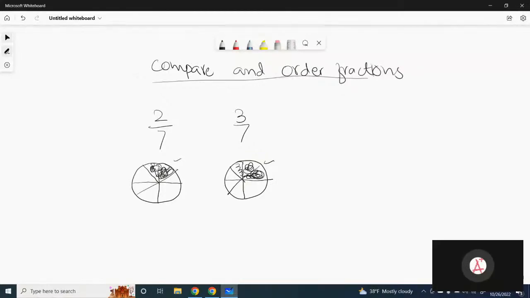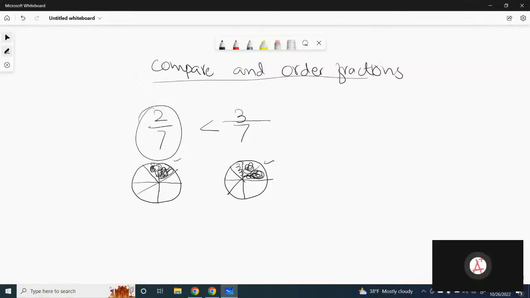Or the simplest way you can compare two fractions is if they have like denominators, got it? Both of them have the denominator 7. You can compare their numerators. 2 is less than 3, isn't it? Yes, 2 is less than 3. That means 2 by 7 is less than 3 over 7. Got it? 2 by 7 is less than 3 by 7. Got it?